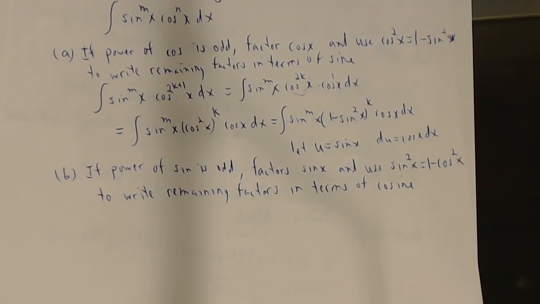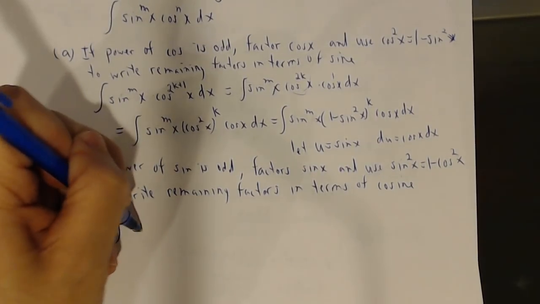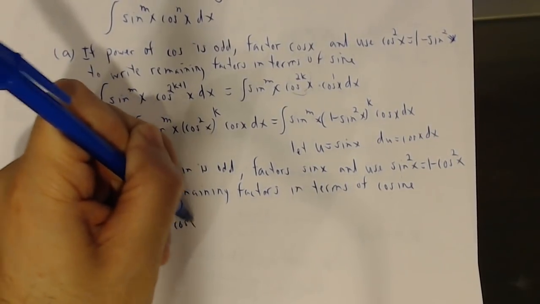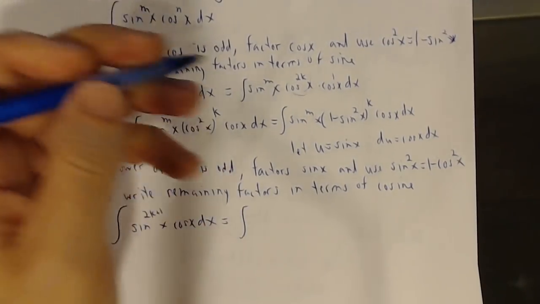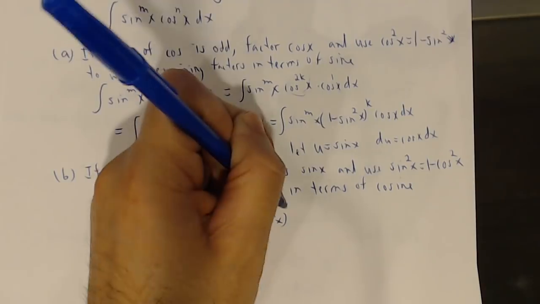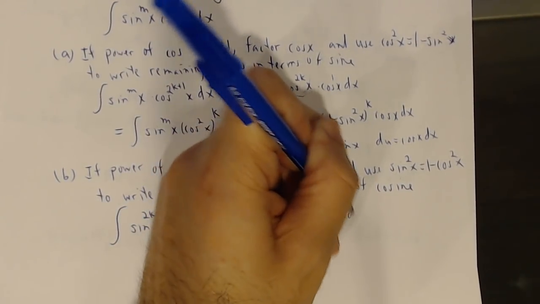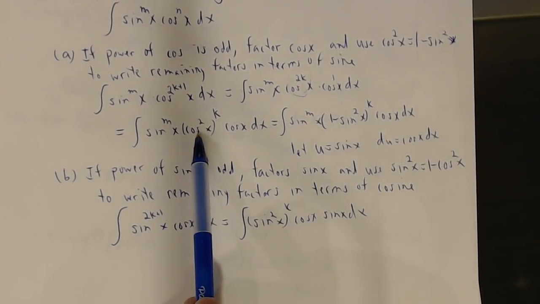And that will allow you to use u sub again. So basically, here's what we're saying. Now we're going to have the integral of sine to the power of 2k plus 1 x cosine x dx. So what you could do now is factor out a sine. If I factor out a sine, this will be sine squared x to the power of k, cosine x, sine x dx.